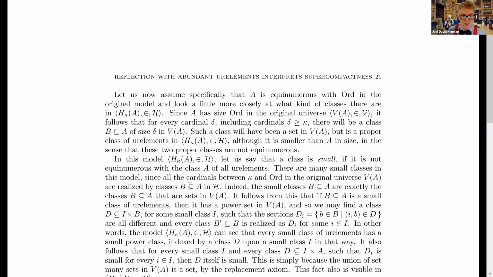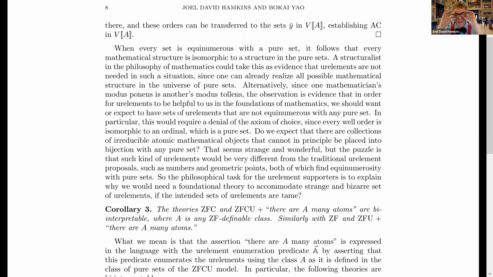Okay, so when every set is equinumerous with a pure set, then this is a situation that is philosophically interesting in my opinion, because if every set is equinumerous with a pure set, then every mathematical structure is isomorphic to a structure in the pure set realm, because you can just carry the structure over to the pure set to which it's bijective. And so that situation is exactly when philosophically you don't need any elements.